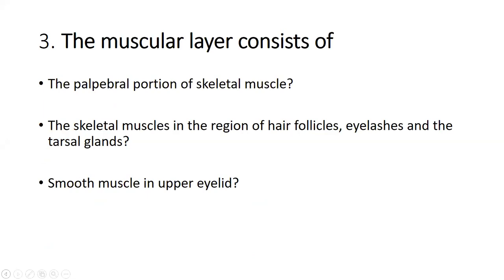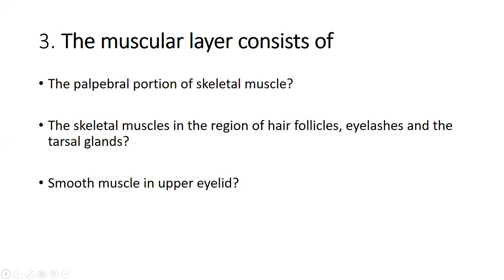As I told you, in the eyelid we have three types of tissues: epithelial tissue, connective tissue, which we have already discussed, and the muscle layer. Now we are coming to the muscle layer. This muscle layer is interposed between these two layers, and it is made up of two types of muscles, one skeletal muscle and the other smooth muscle.